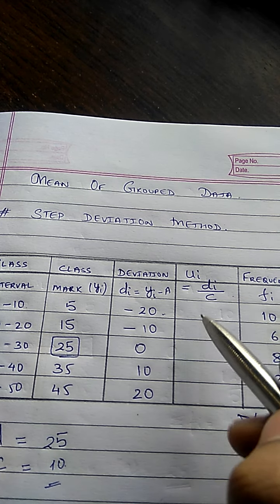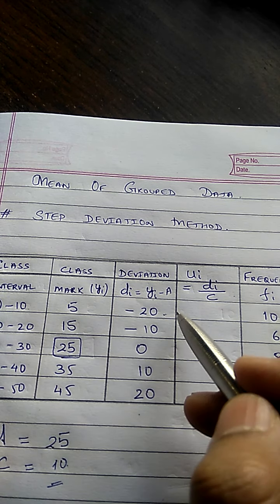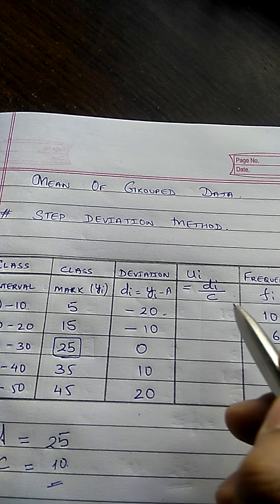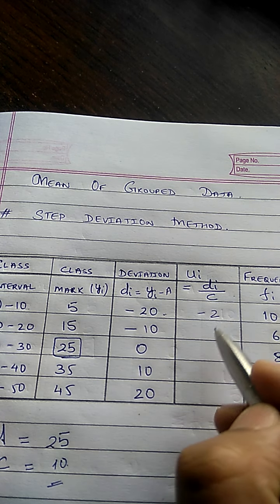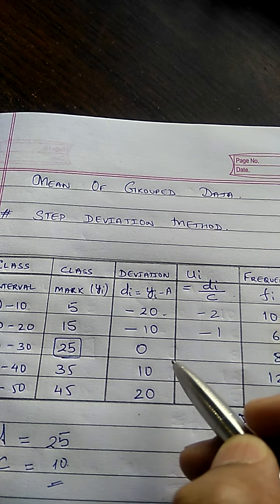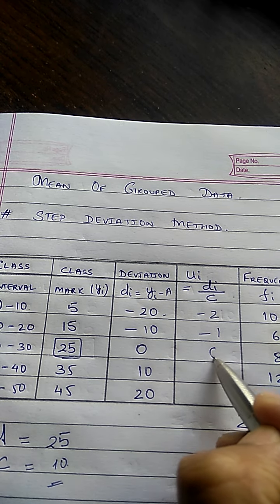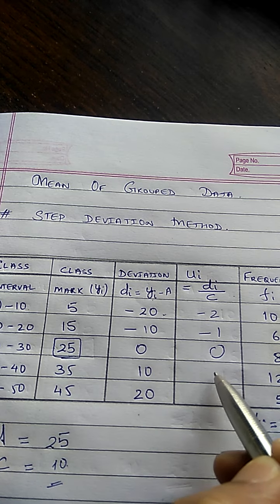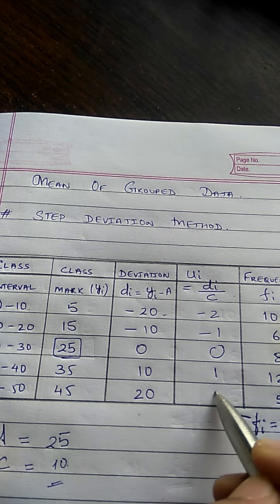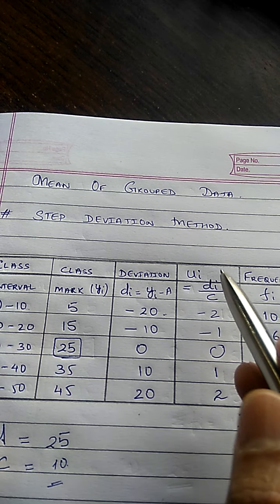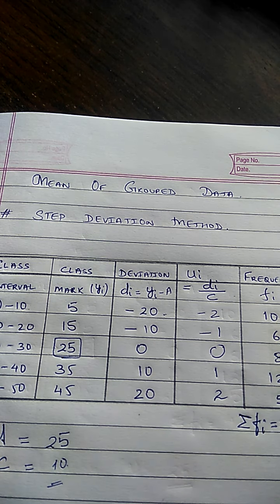So let us divide this now. Minus 20 divided by 10 is minus 2. This will be minus 1. 0 divided by 10 is 0. 10 divided by 10 is 1. 20 divided by 10 is 2. So we have got here now ui.